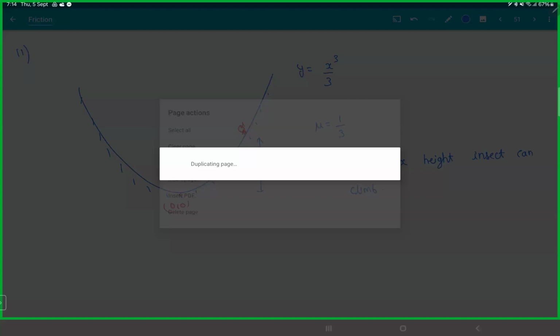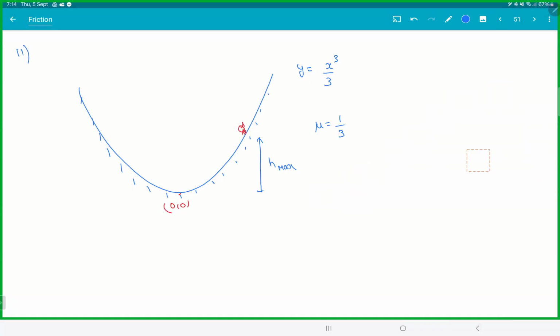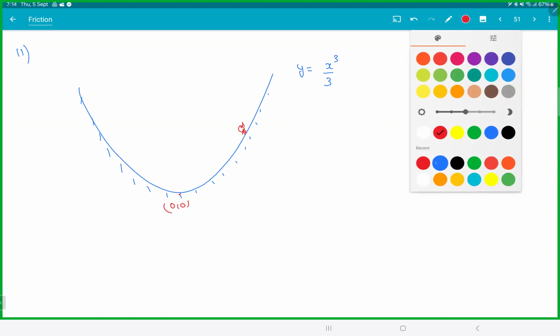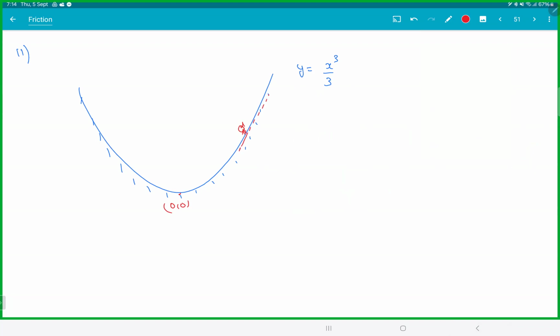The insect can climb up to the angle of repose. So at this point, if you try to draw a tangent, angle theta, the insect will think this is like an incline. The one dragging down is mg sin theta. The one trying to take you up is the maximum friction you'll reach at the highest point, that is mu mg cos theta. So we get tan theta is equal to mu.